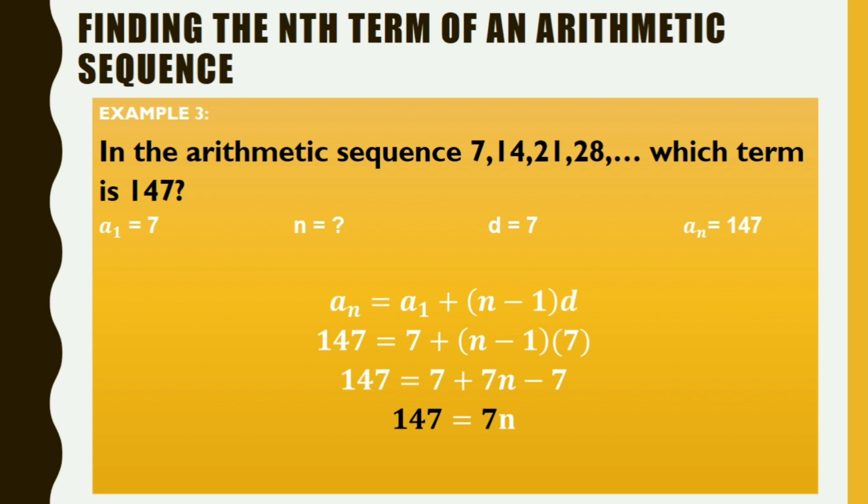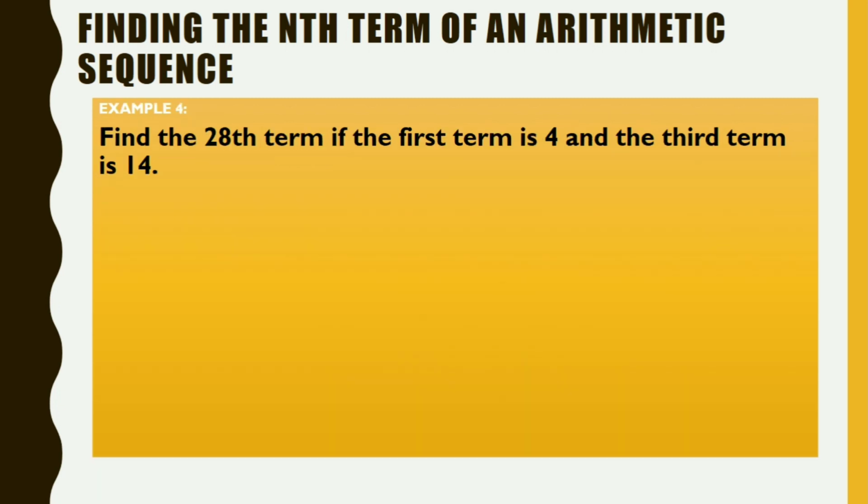Then, to get the value of n, we will divide both sides by the coefficient or the numerical coefficient. Therefore, 147 divided by 7 is equal to 21, and 7n divided by 7 is equal to n. Then, the value of n is 21. Okay, so 147 is the 21st term of the given arithmetic sequence.